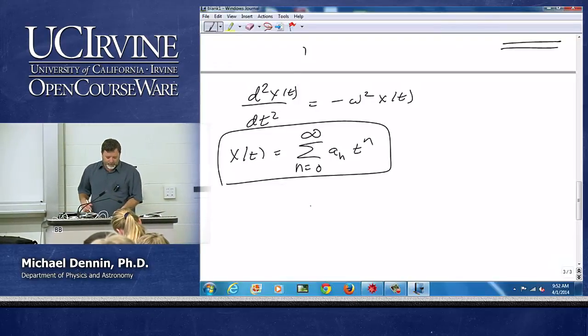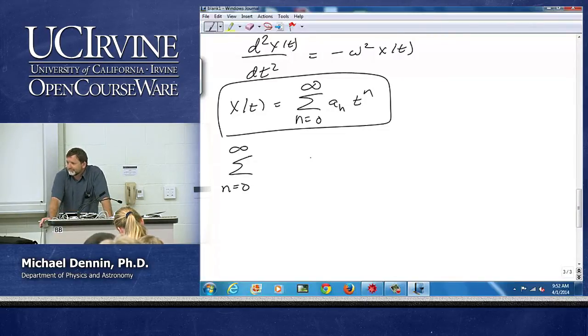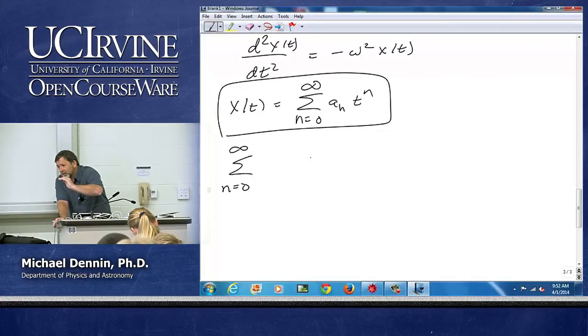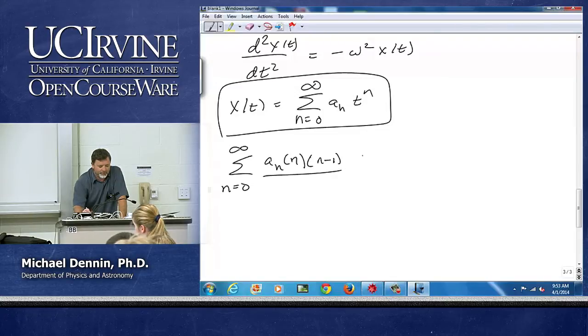And it can be a lot of work. This case is not so bad. When I plug into the derivative, what am I going to get? When I plug into the second derivative, what does this sum become? Okay, this is not a particularly challenging question. I'm asking for the second derivative of t to the n. Anyone? So n minus 2 times n minus 1 times t to the n minus 2. a_n times n times n minus 1, okay, times t^(n-2).